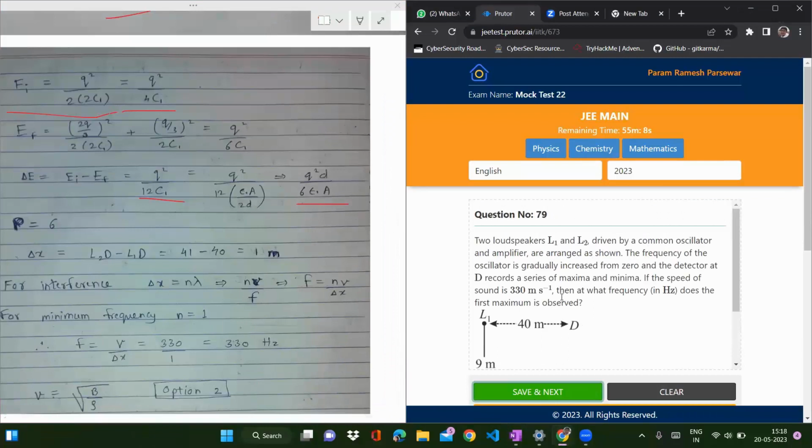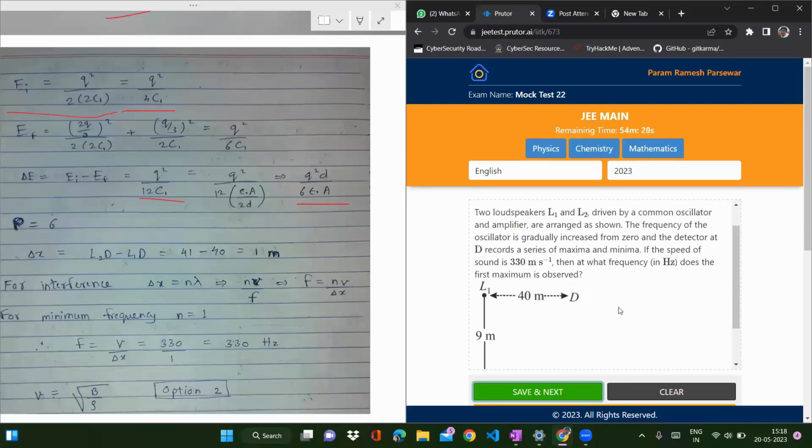Now, two loudspeakers L1 and L2 driven by a common oscillator and amplifier are arranged as shown. The frequency of the oscillator is gradually increased from 0, and the detector D records a series of maxima and minima. If the speed of sound is 330 meters per second, then at what frequency in hertz is the first maximum observed?